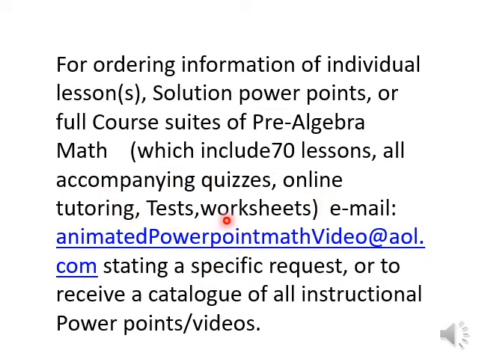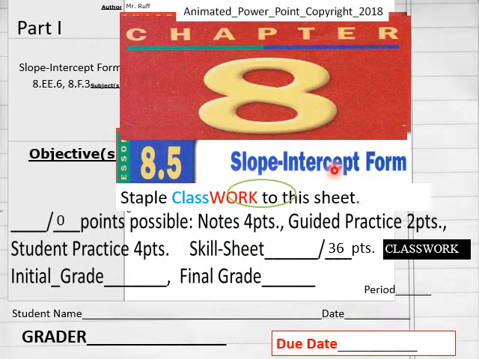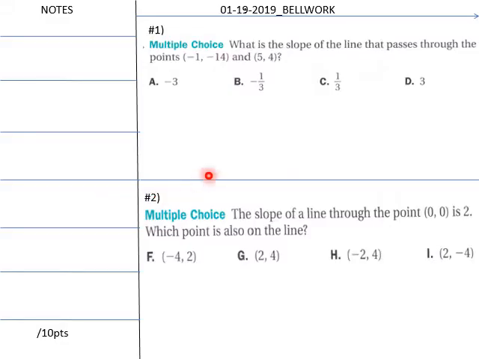Okay, everybody, 8.5 today for Pre-Algebra Math Part 1. And we have slope-intercept form of a line, 36-point skill sheet here for classwork. No notebook points today. Teachers, here is today's bell work for your students.